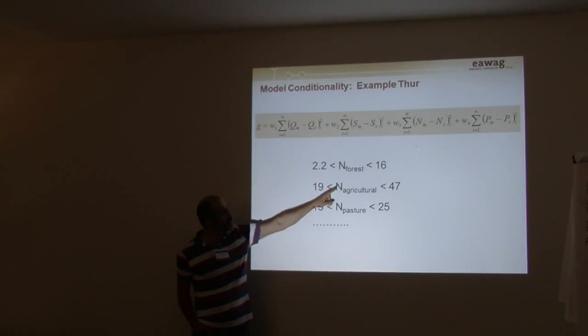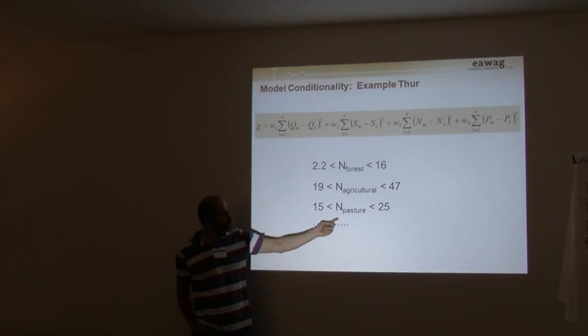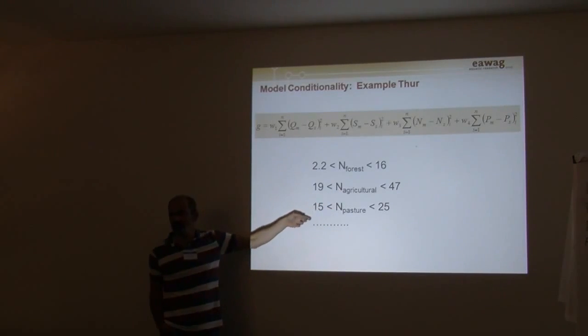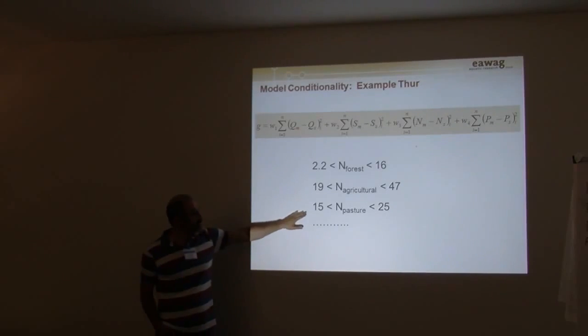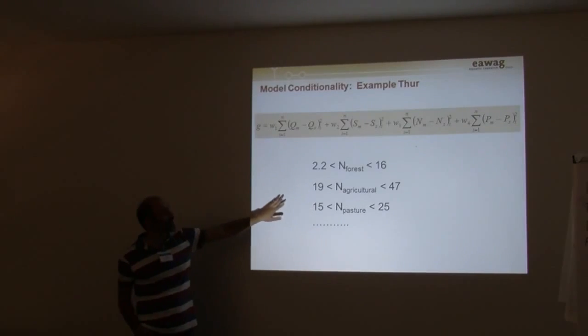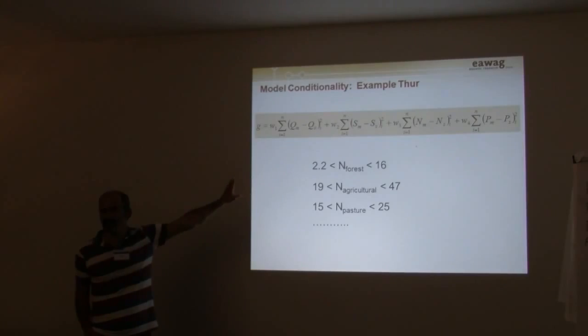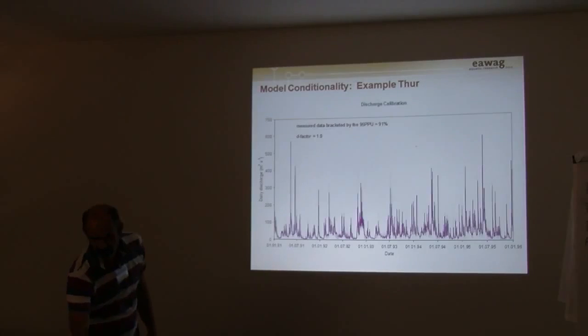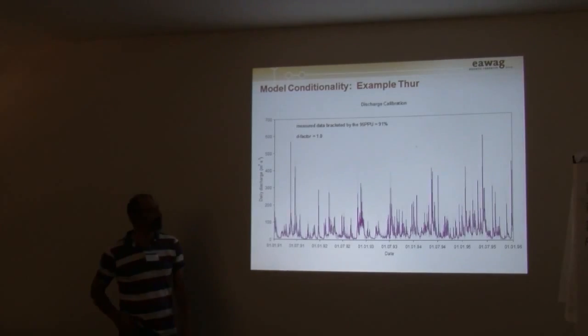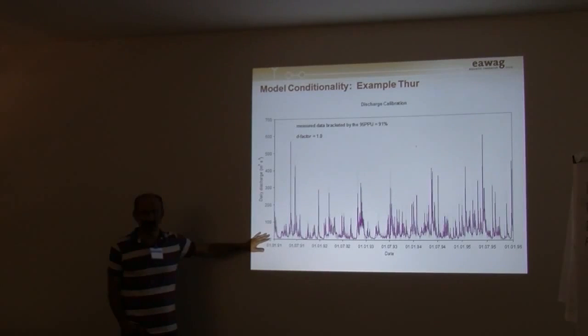Because this is what they have measured. Nitrogen from the forest should be between these two numbers, from agricultural should be here, from pasture should be here, the same with sediments, with phosphorus, and so on. And then I used these as constraints to this objective function, and recalibrated the model again, and again came up with a different model with different parameters. But with more or less the same good results as before.